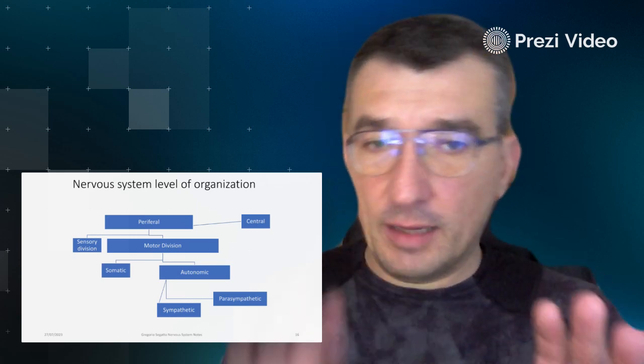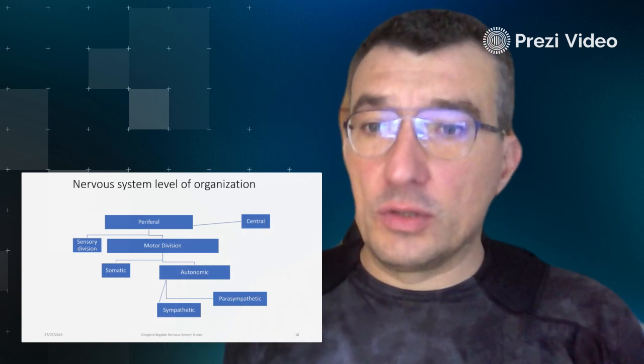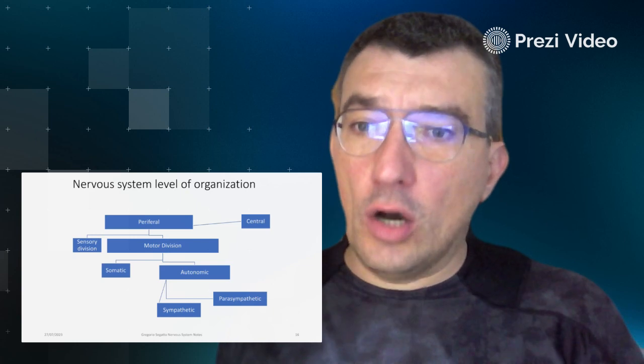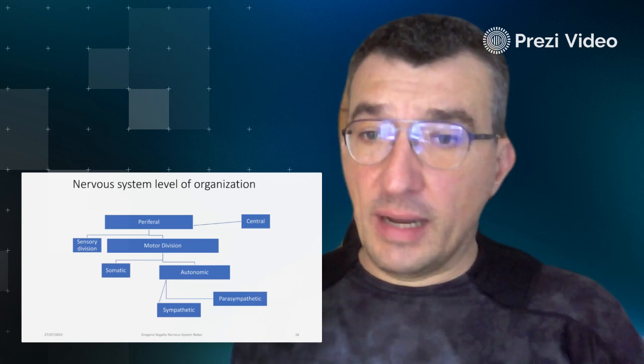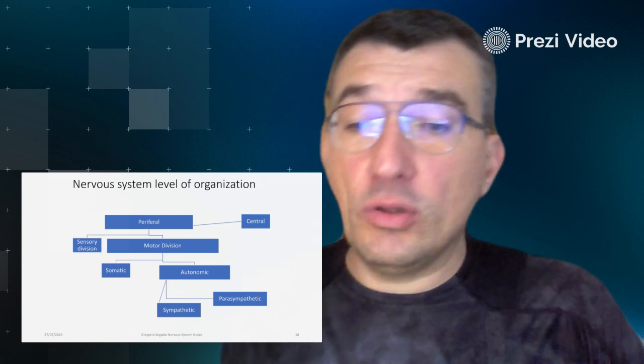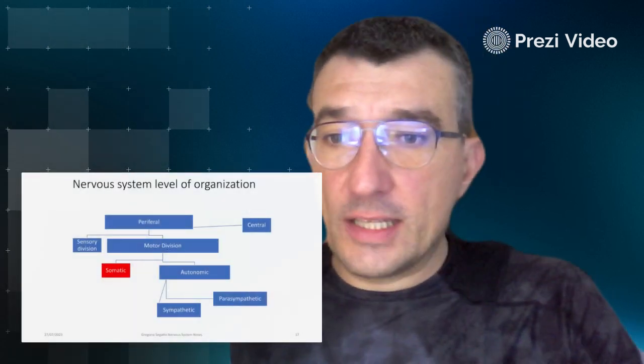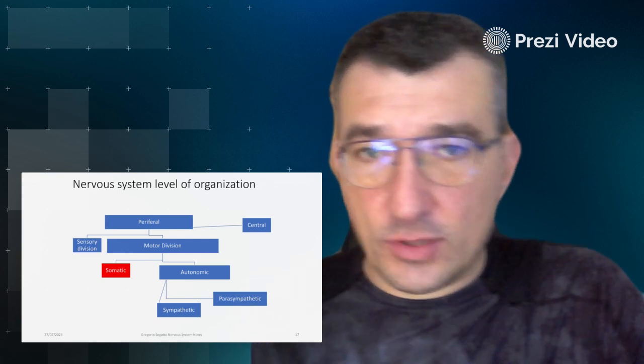We have a central and peripheral nervous system. On the peripheral nervous system, we have the motor division and the sensory division. On the motor division, we have the somatic and the autonomic. And on the autonomic nervous system, we have the sympathetic and parasympathetic. So let's focus for a second on the somatic nervous system.